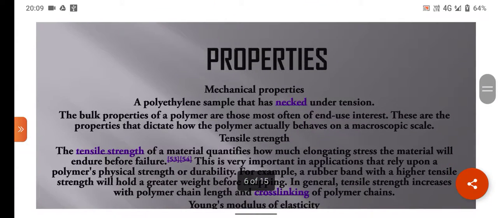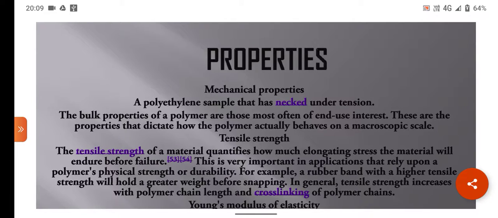Properties. Mechanical properties. A polyethylene sample that has necked under tension. The bulk properties of a polymer are those most often of end use interest. These are properties that indicate how the polymer actually behaves on a macroscopic scale.